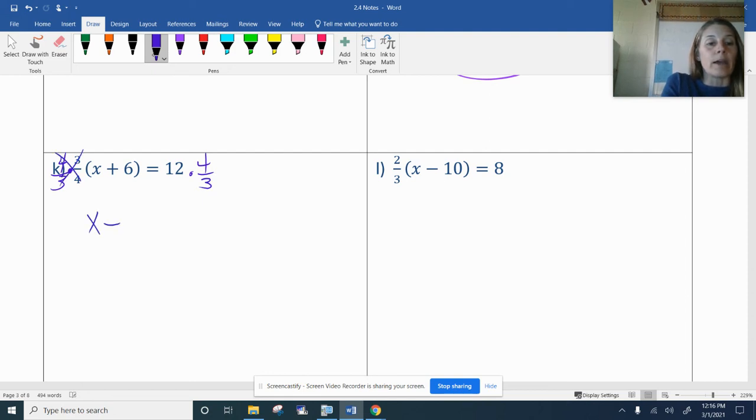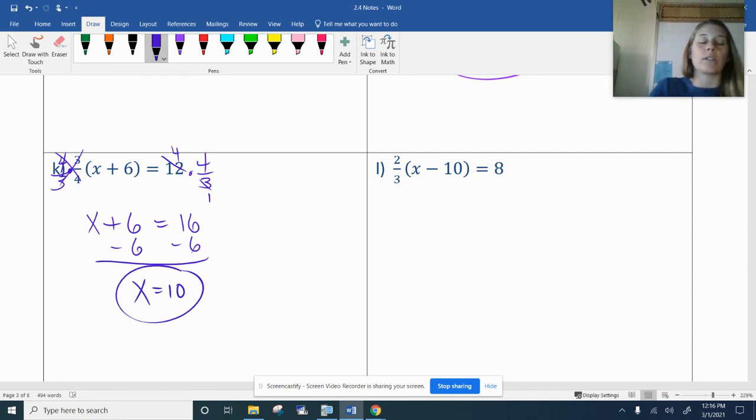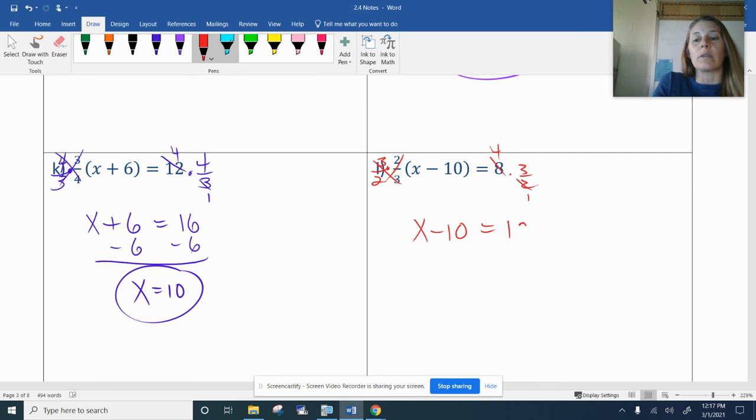That would leave you with x plus 6 equals, now the 12 and the 3 can reduce, and then 4 times 4 is 16. X will equal 10. It's just so much simpler to do it that way. Here I'm going to multiply by 3 over 2, leaving me with x minus 10 equals, the 8 and the 2 can reduce. 4 times 3 is 12. Adding the 10, x equals 22.